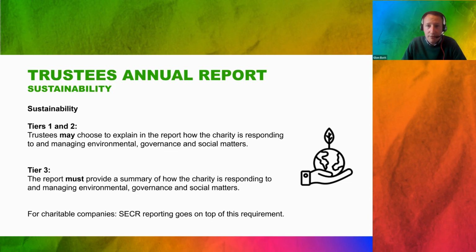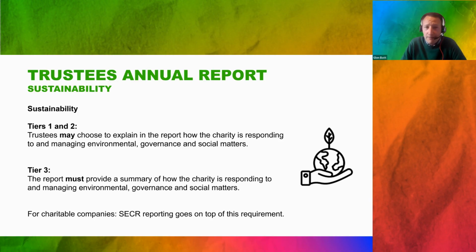But where you're a tier 3 charity, so where you're over 15 million income, this is where there's now a must include. So in terms of what you need to include in here, you need to include commentary on how you are managing environmental, governance and social matters. And so a bit later on, Andy will go through each of those areas in turn and go through some of the items that you'd expect to be seen within there.